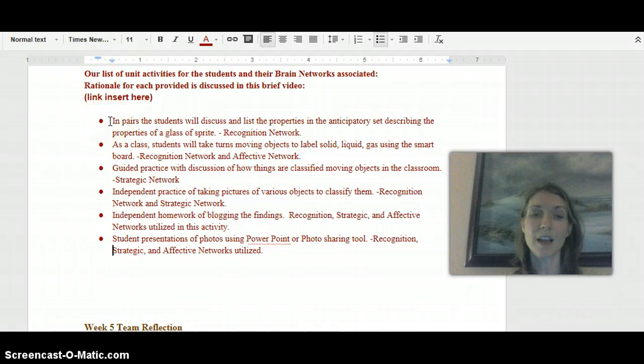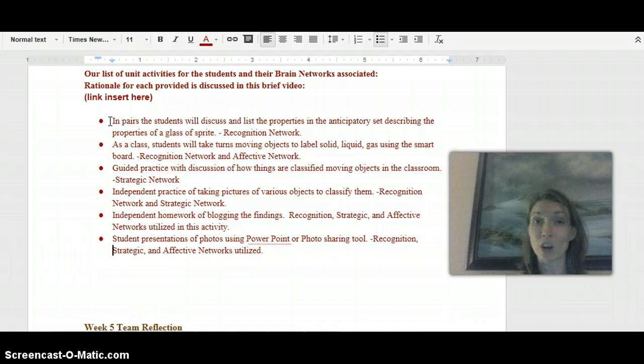The first activity that you see here is that in pairs the students will discuss and list the properties in the anticipatory set describing the properties of a glass of Sprite. Now keep in mind this is a 5th grade science class, and the unit is on properties of matter. So really we're just grouping them in pairs and allowing them to talk and explore together in buddies before we move to a big group.